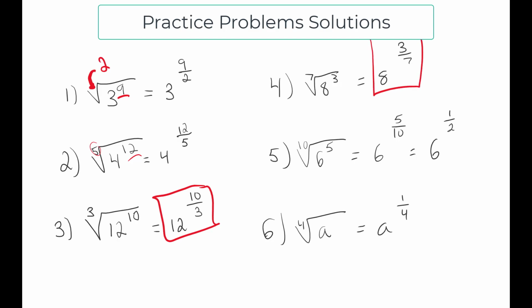For number 5, we should get 6 to the power of 5 over 10. But notice that this particular exponent, 5 over 10, can be simplified. So we will simplify that and make that 6 to the 1/2.